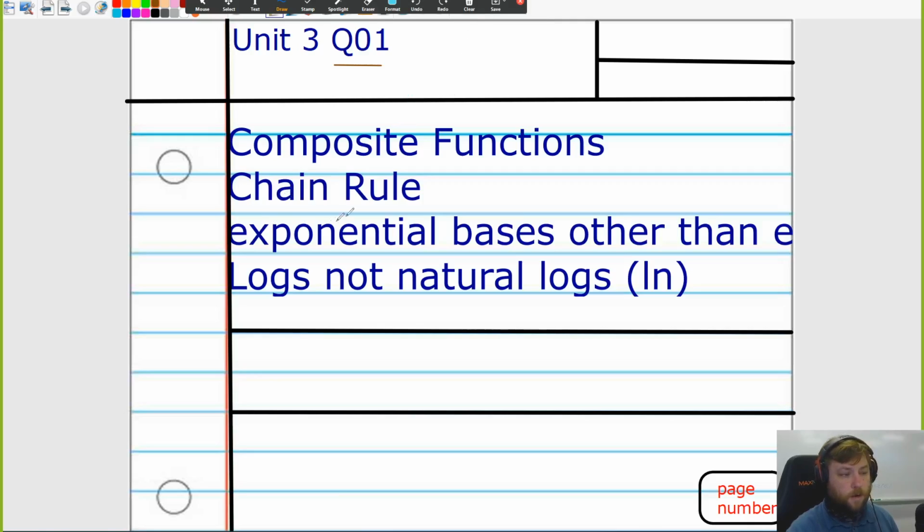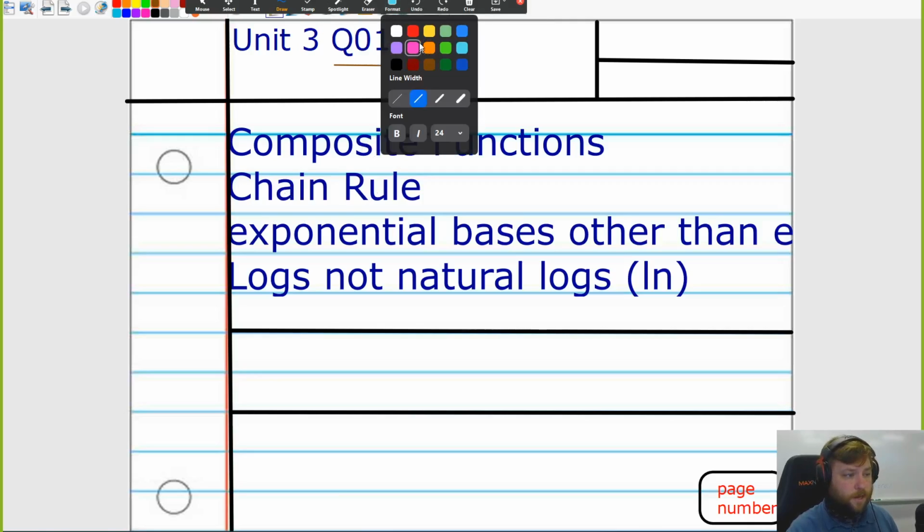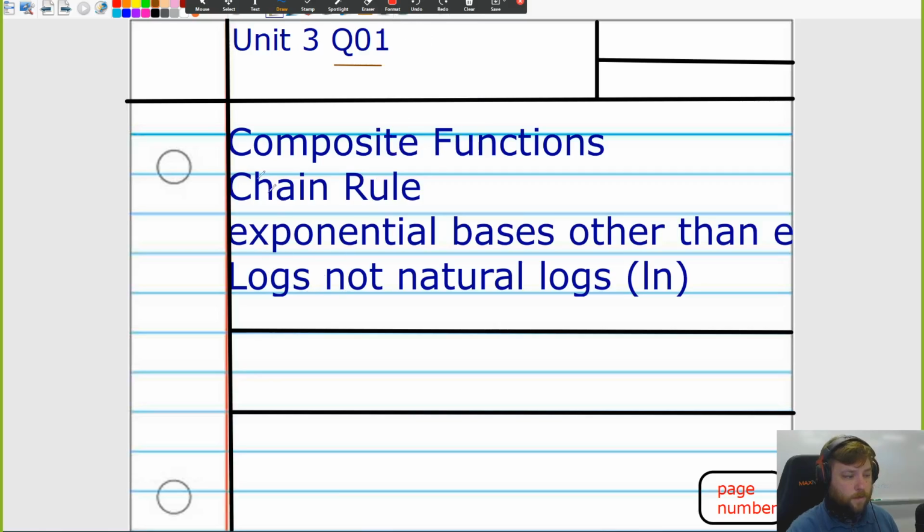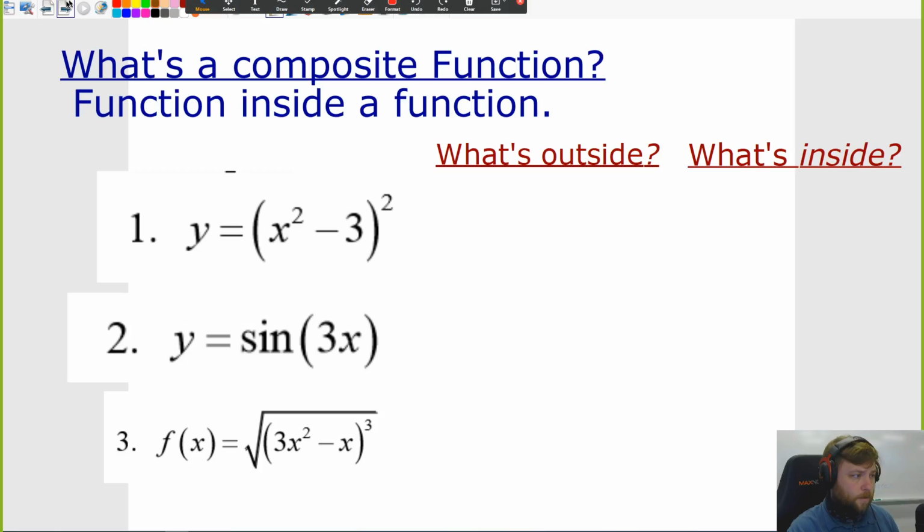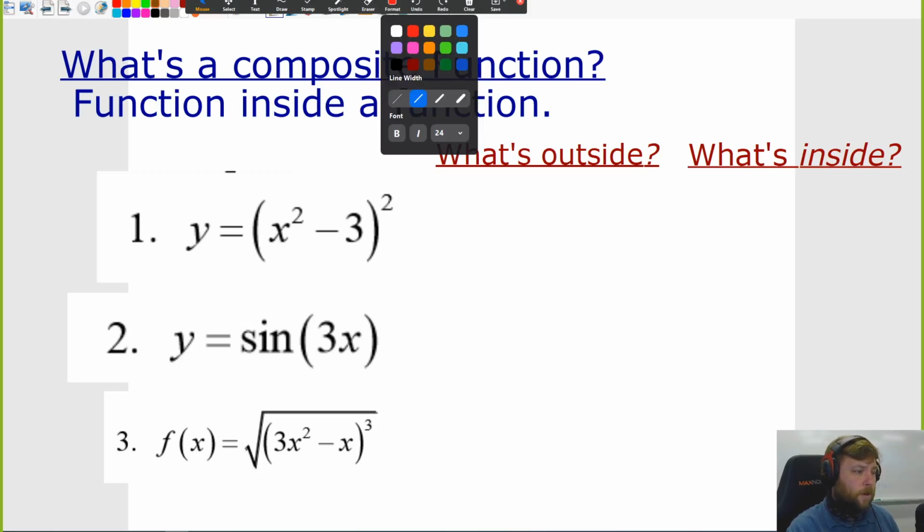So we're going to talk about what a composite function is, what the chain rule is, and derivatives of exponents and bases that are not e and natural log. So, did the warm-up. All right, so composite functions.